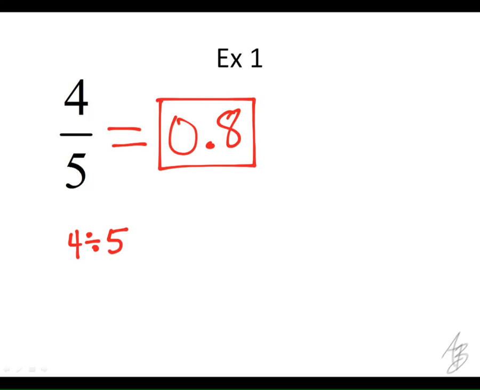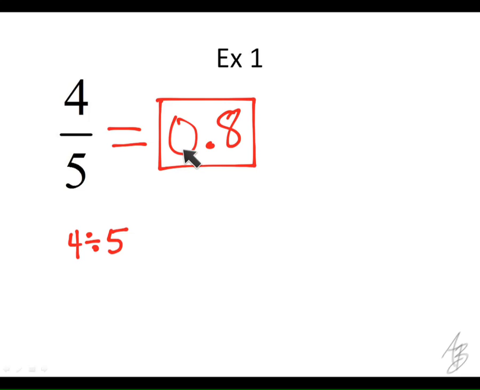So to figure out what 4/5 is as a decimal, what am I going to do? What do I type into the calculator? I'm going to type in 4 divided by 5. There's not really any work to show. You don't have to write this down, but this is what you're going to type in. 4 divided by 5, and it's going to give you a decimal. What does it give you? 0.8.